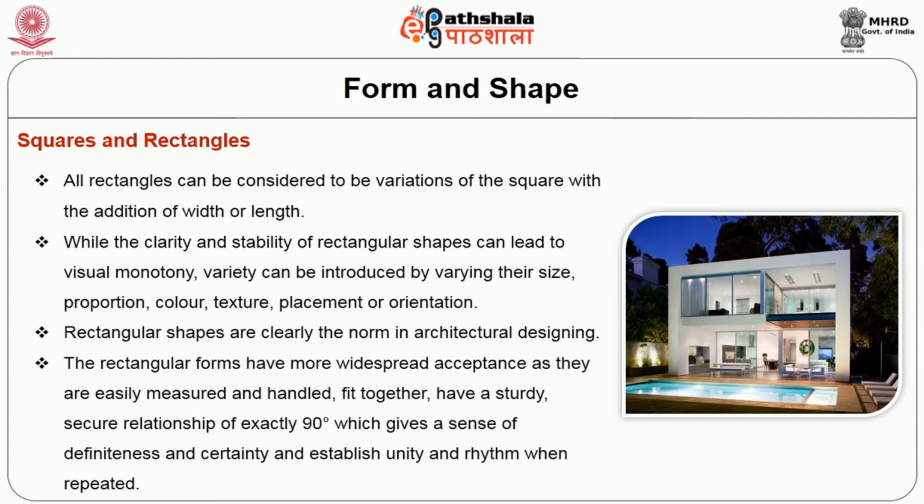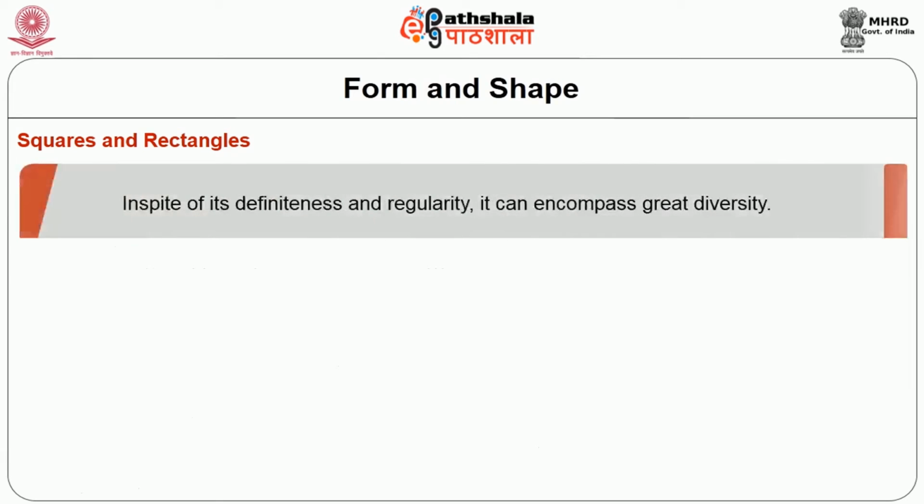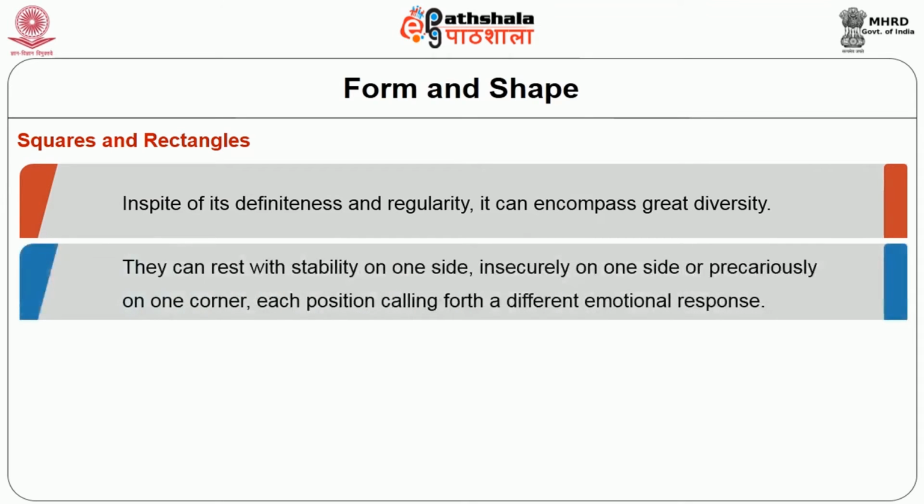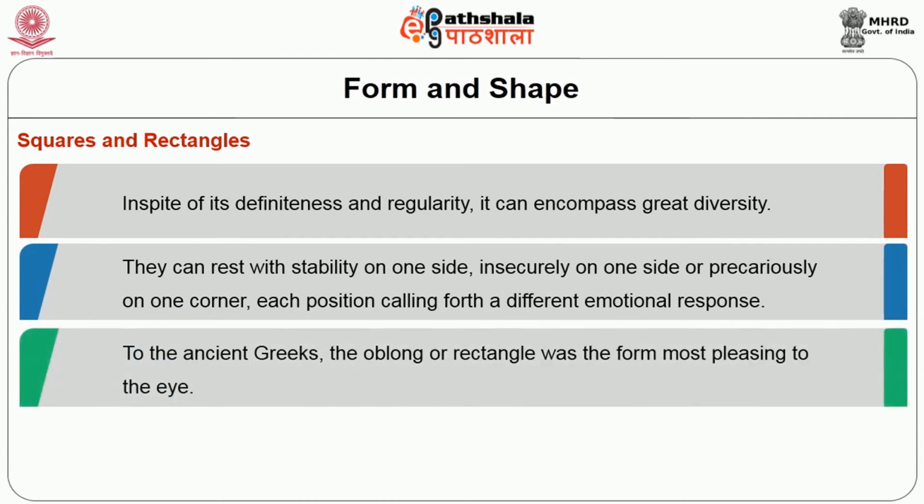definiteness and certainty and establishes unity and rhythm when it is repeated. In spite of its definiteness and regularity, it can encompass a great diversity. They can rest with stability on one side, insecurity on the other side, or precariously on one corner, in each position calling forth a different emotional response. To the ancient Greeks, the oblong or rectangle was the form most pleasing to the eye.